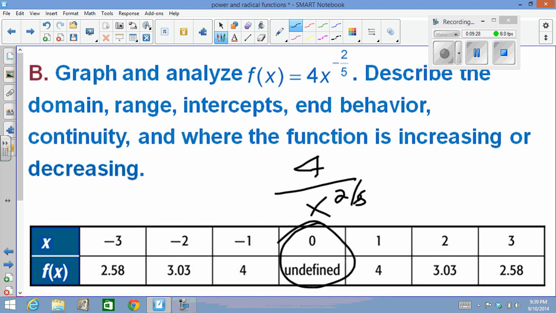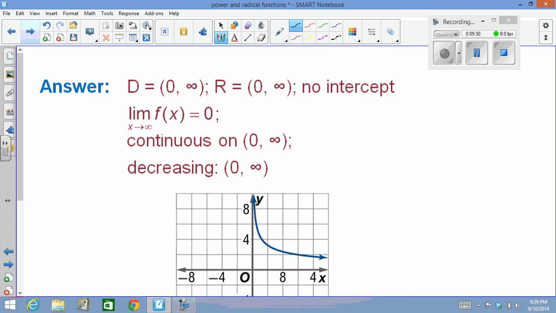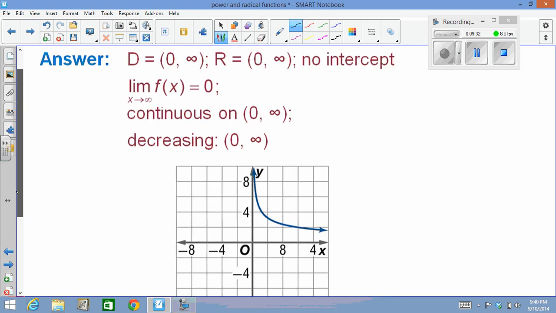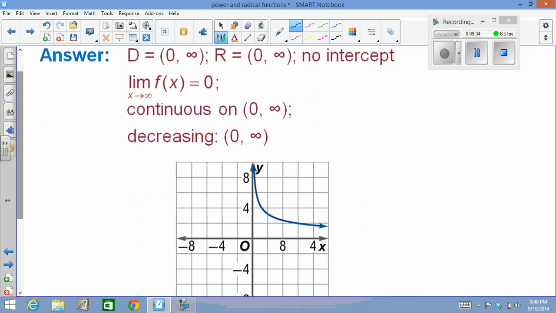From there, I would make my table and my graph. And when I make my graph, it's going to look like this. So notice that my domain goes from 0 to infinity. My range goes from 0 to infinity. This time it can't include 0, so that's why we put the parentheses in. It can't include 0 because it would be undefined there.